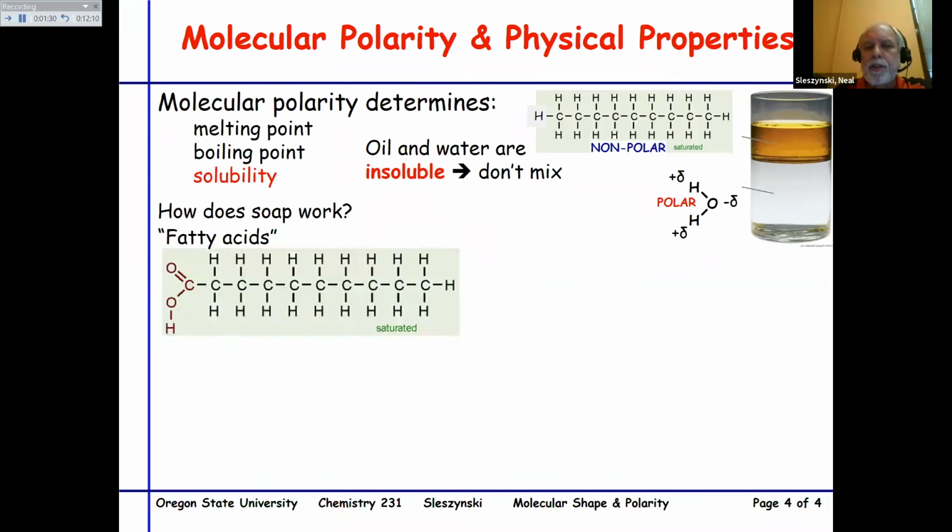So a structure of a typical fatty acid is shown here. We have one large portion of the molecule, the fat or lipid portion, which is dominated by carbon-carbon and carbon-hydrogen bonds. They are all nonpolar. There's no charge separation in that section of the molecule, so that section of the molecule would be soluble in oil.